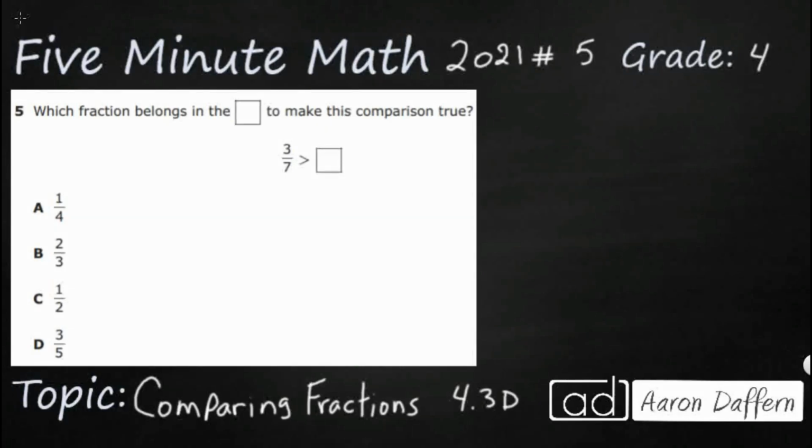Today we are looking at the 4th grade concept of comparing fractions. This is standard 4.3D in the great state of Texas, and we are using item number 5 of the 2021 released STAAR test. If you have not done so already, please go ahead and take a moment to pause the video, work this problem out on your own, unpause it, and then we will look at our answers together.